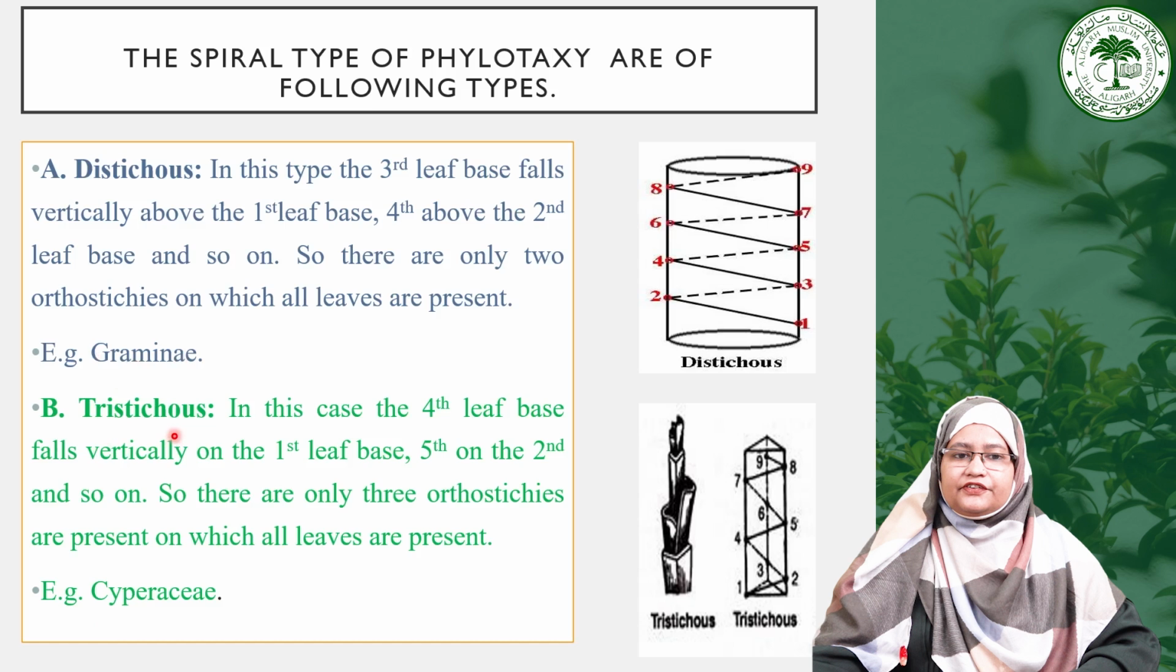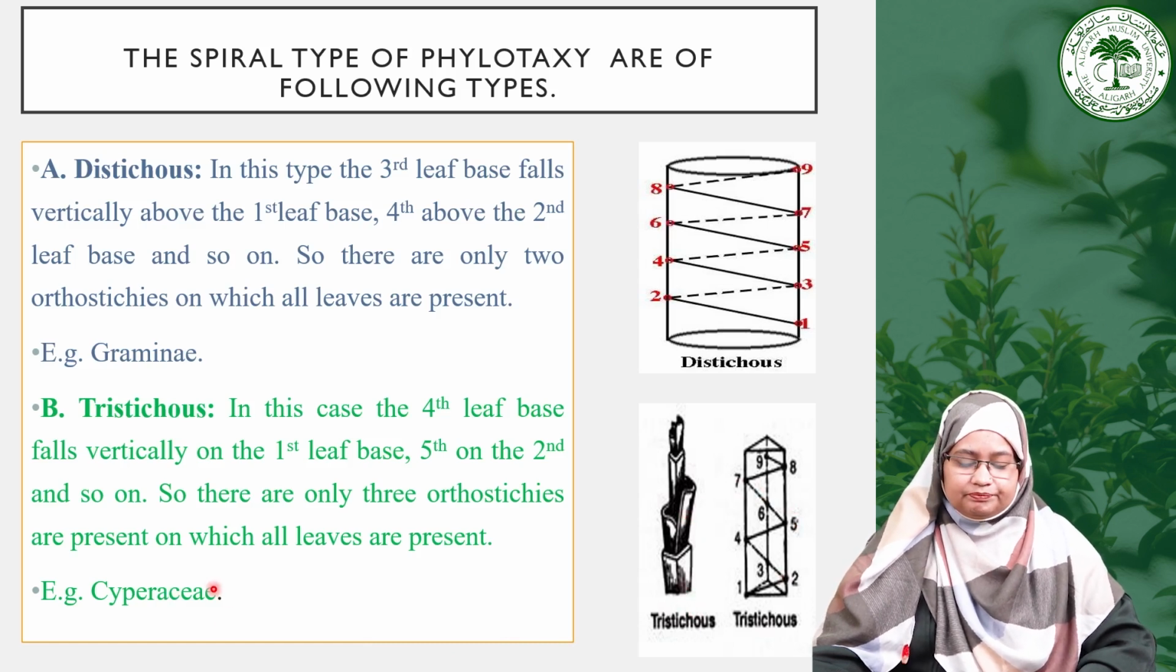Then there is the tristichous type of leaf, in which the fourth leaf arises from the base of the first leaf, and the fifth leaf arises from the base of the second leaf. So this is the three-ranked leaf, which is one of the characteristics of the family Cyperaceae. As you can see here, these are the tristichous type of leaf present in the Cyperaceae family.